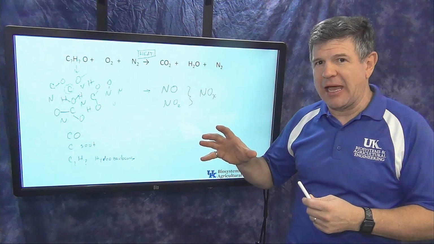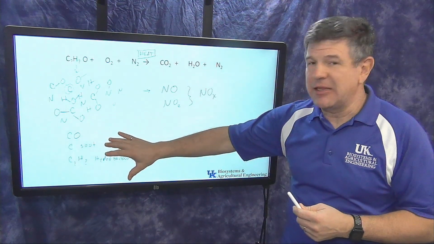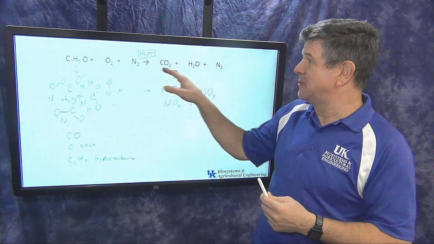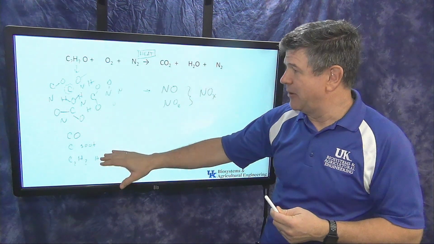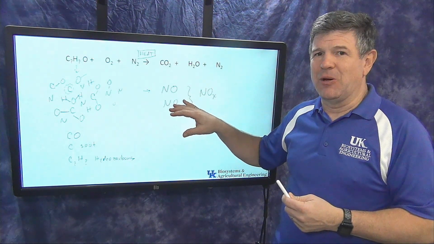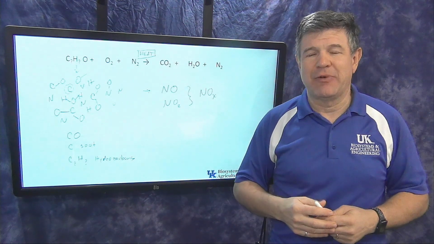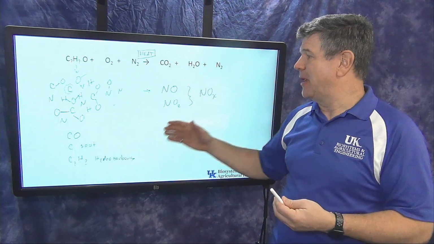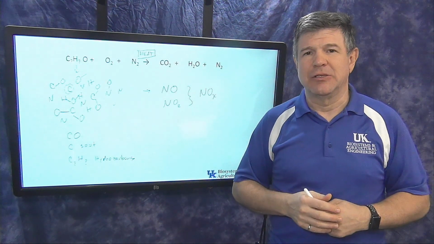So what we'll look at next is, all right, we've got this mess. Ideally this is what should happen. In reality, this is what's happening in there. So how do we improve that? How do we affect that? How do we clean it up so I don't have this stuff going out the exhaust of an engine?